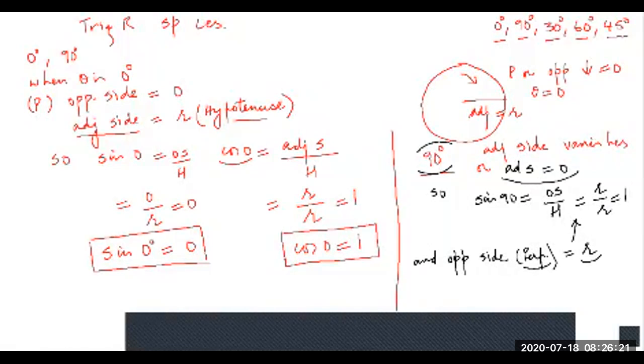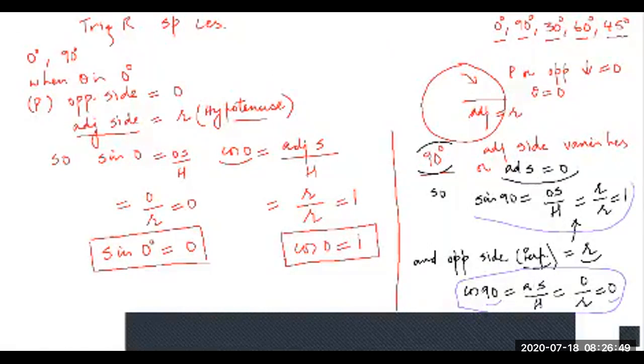And at the same time, students, what about cos 90 is equal to adjacent side by hypotenuse. My adjacent side at 90 degree vanishes, it becomes 0, by r is equal to 0. So students, this leads me to the finding that cos 90 is 0. Why? Because adjacent side vanished, and sin 90 is 1. See, it's just opposite. Sin 0 is 0 and cos 90 is 0. Cos 0 is 1 and sin 90 is 1, because they are complementary ratios.